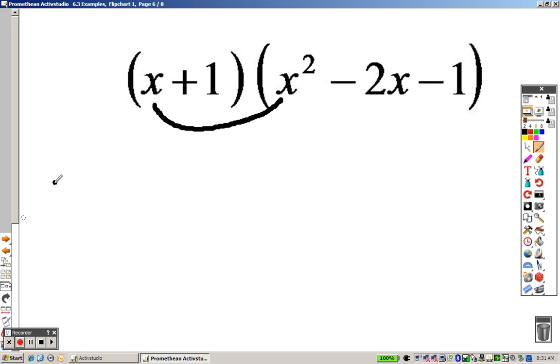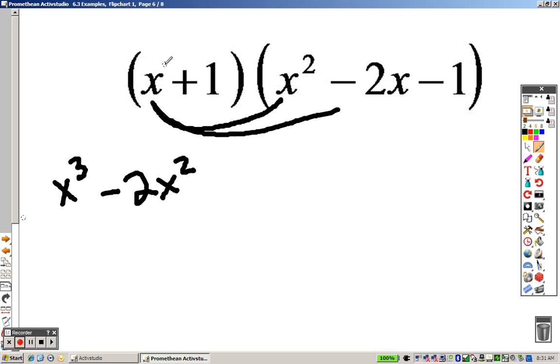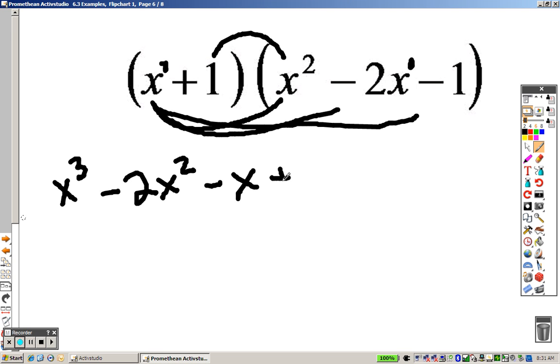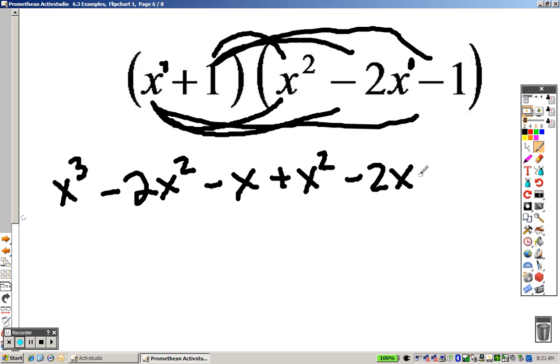So we're doing this. I get x cubed, right? X times x squared is x cubed. X times negative 2x is negative 2x squared. Remember your rules. It's like saying x to the first power, so you add the exponents, right? Then we have x times negative 1, which is negative 1x. Now I have to do this one. 1 times x squared is x squared. 1 times negative 2x is negative 2x. 1 times negative 1 is negative 1.